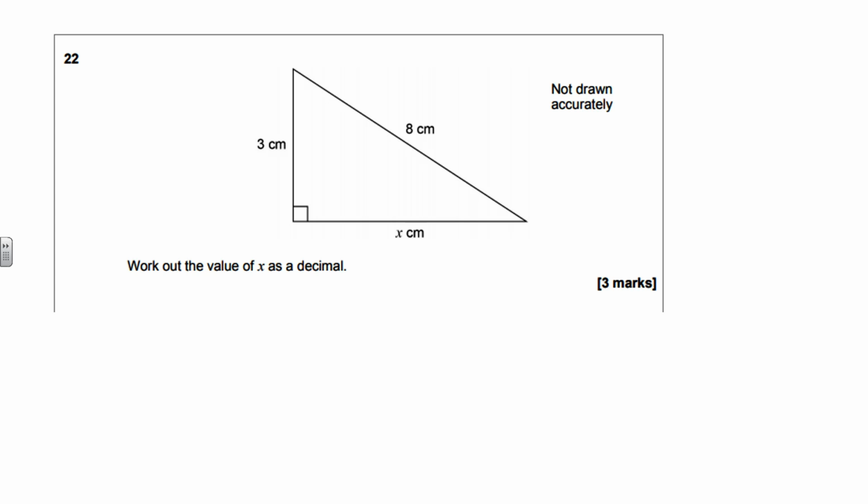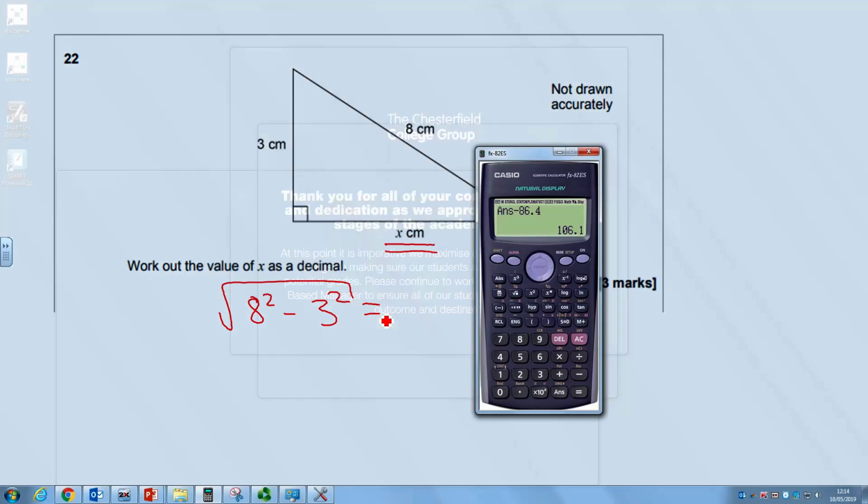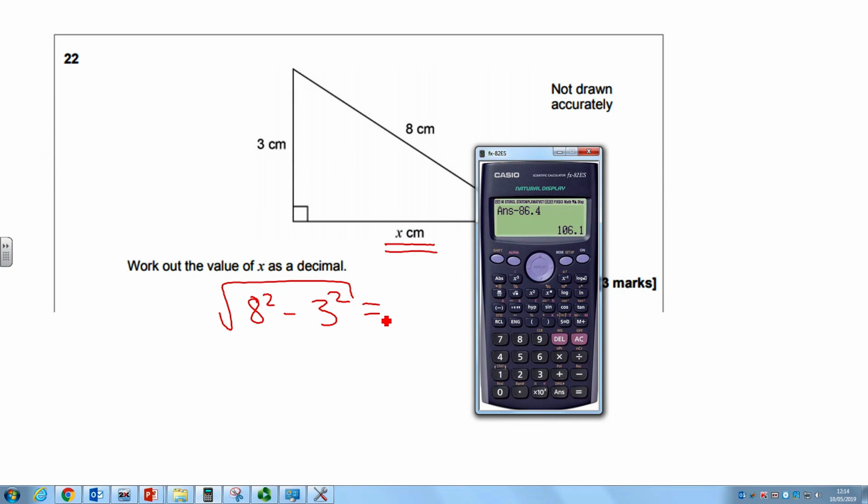Question 22, we've got a bit of Pythagoras theorem. Work out the value of x as a decimal. So we're working out a shorter side because it's one of the ones next to the hypotenuse. So we square the numbers, we take and we root. Now I want it as a decimal, so I can't do this with a surd or in my head. I'm going to have to just type that in.